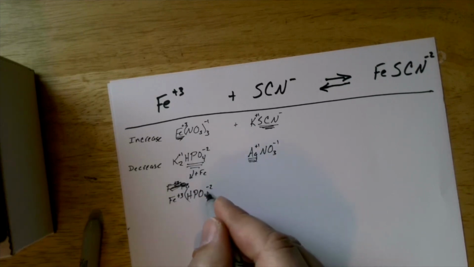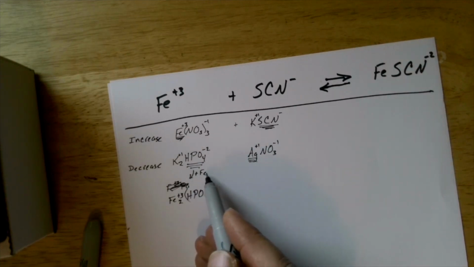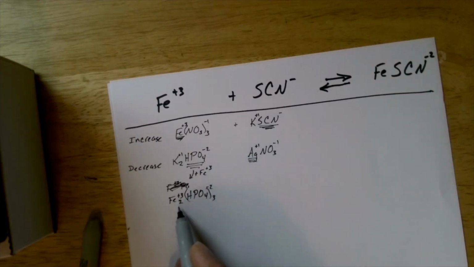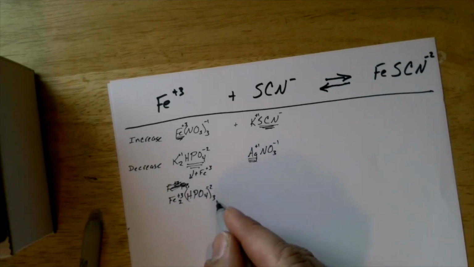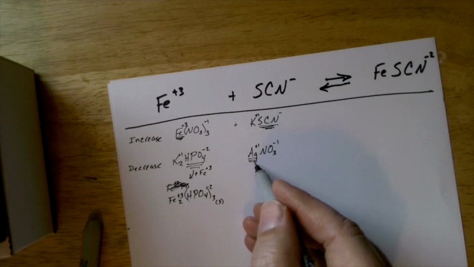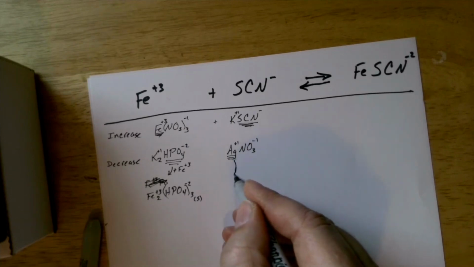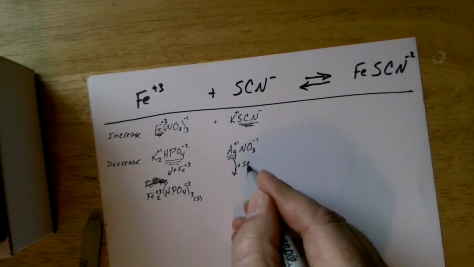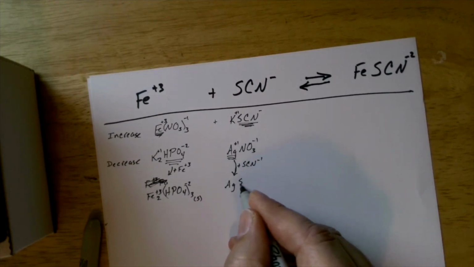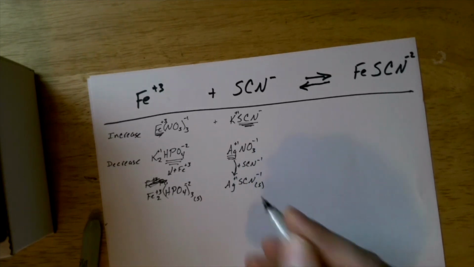And to balance it out, 3 and 2. So when hydrogen phosphate is in the presence of ferric, or iron 3, it produces iron 3 hydrogen phosphate, which precipitates out, producing a solid. Same thing with silver. Silver will bond with the thiocyanate, and it makes silver 1 thiocyanate. And this will also precipitate out.